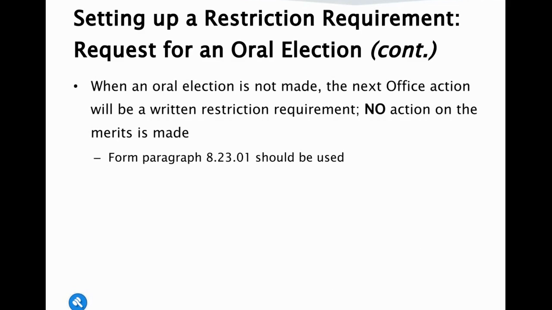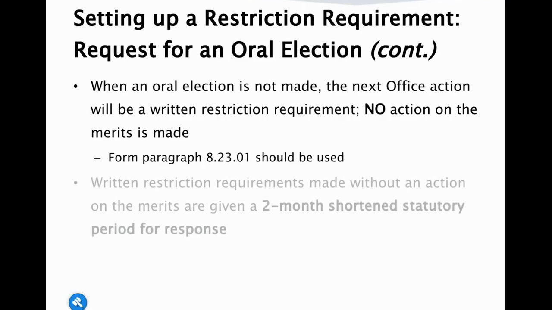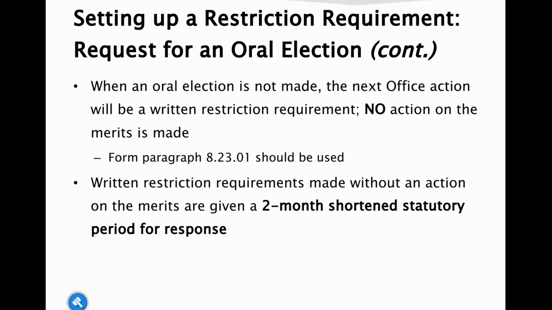If an attorney or agent of record cannot be reached in a timely manner, or if an oral election is not made, then a written requirement for restriction should be included in the next office action. This would not be considered an action on the merits, as no consideration of the claims under 35 U.S.C. 101, 102, 103, or 112 is made. A 2-month statutory period is set for restriction requirements that are not part of an action on the merits.